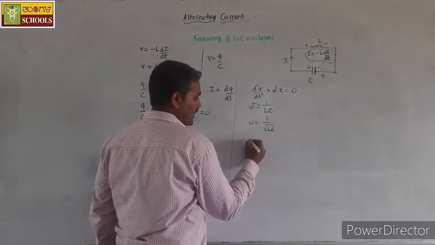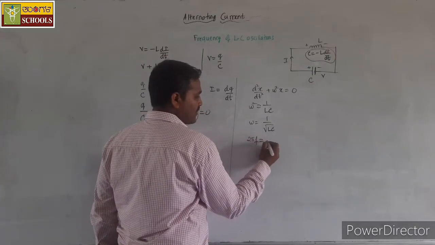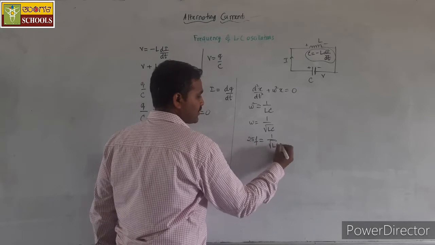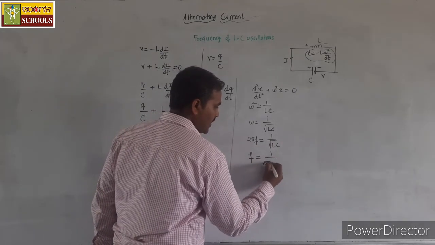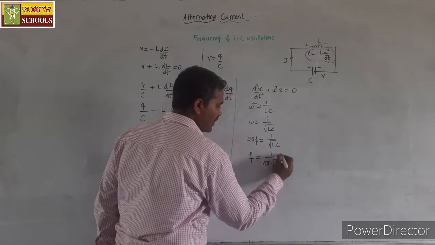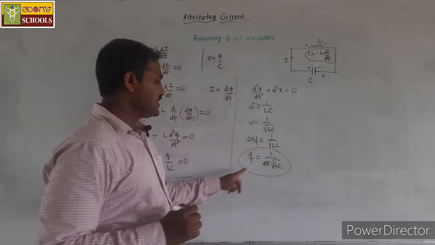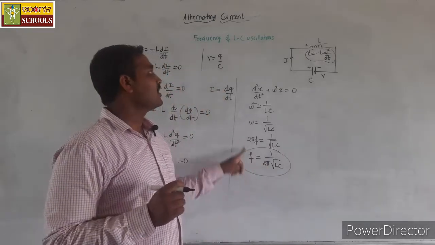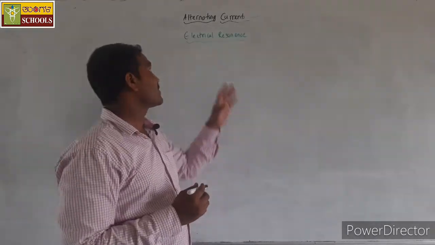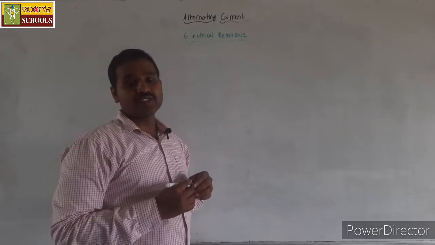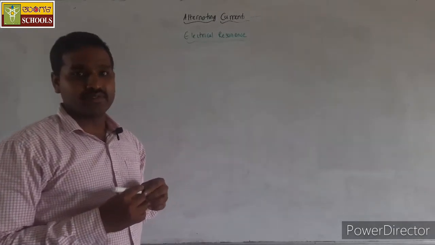Okay, so omega is nothing but 2 pi f is equal to 1 divided by square root of LC, or I can write f is equal to 1 divided by 2 pi square root of LC. This is the natural frequency of these LC oscillations. Next we shall see the concept of electrical resonance and the resonant frequency.